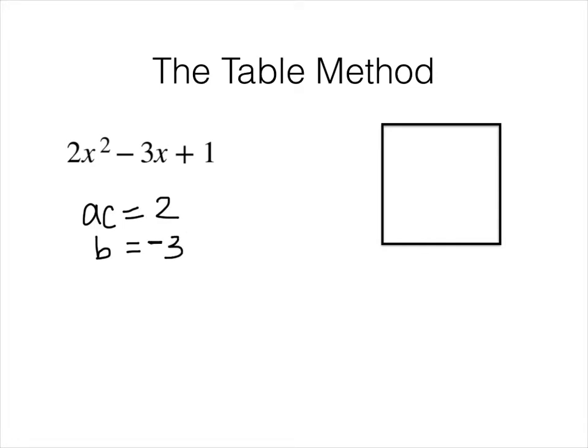Well, what are the only 2 numbers that are going to multiply to give me positive 2 and add to give me negative 3? Well, if the sum is negative and the product is positive, then that means that our 2 numbers must be negative.